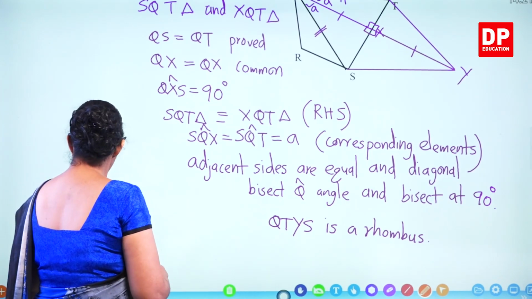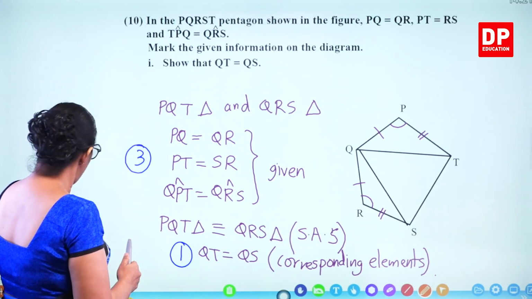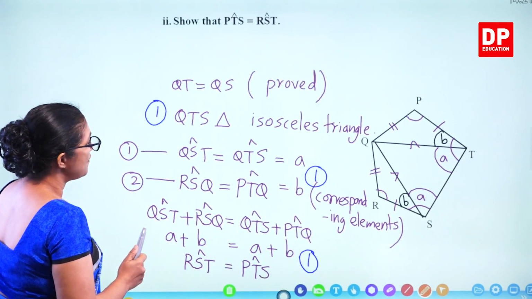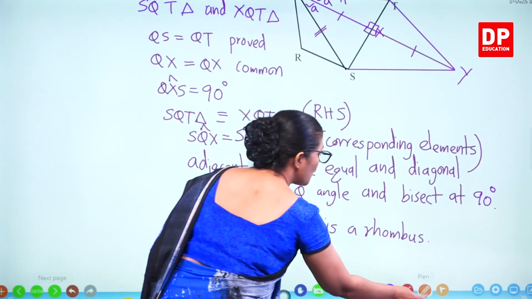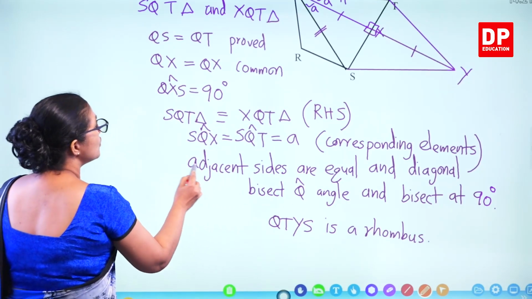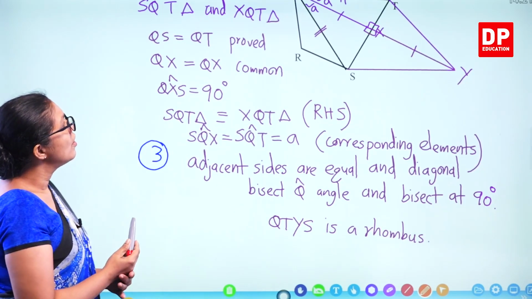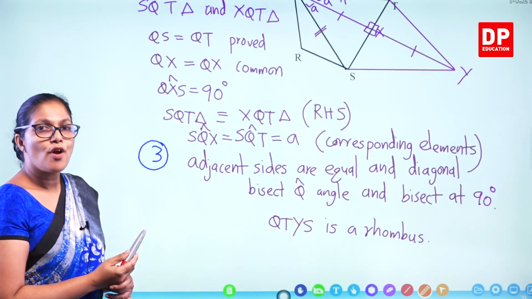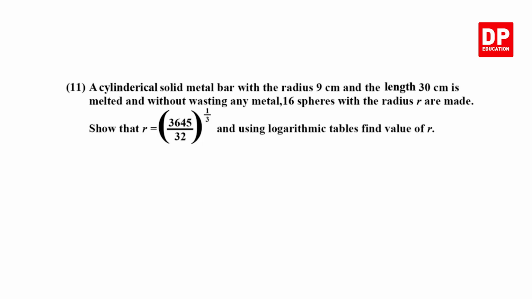So how can we give marks now? We have given 4, 5, 6, 7 and 3 marks for this part. So 3 marks for showing that this is a rhombus. Altogether 10 marks. Now we'll do the 11th question.